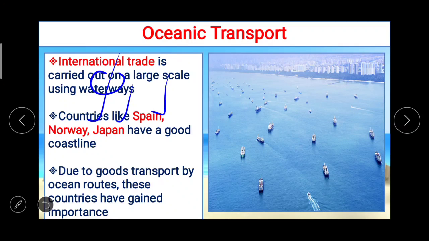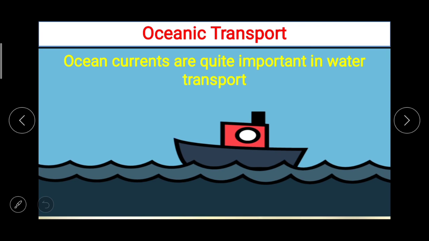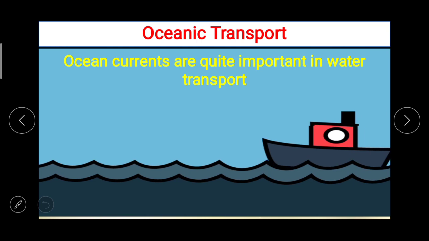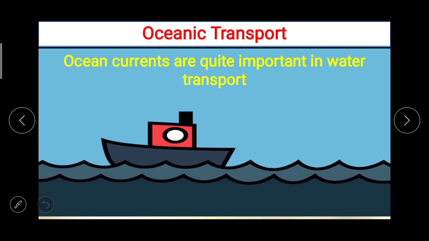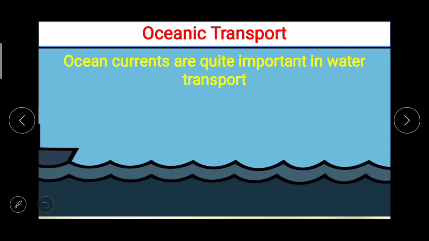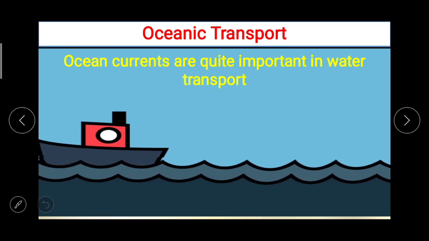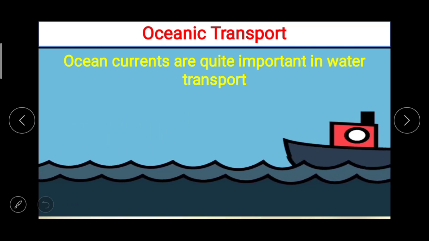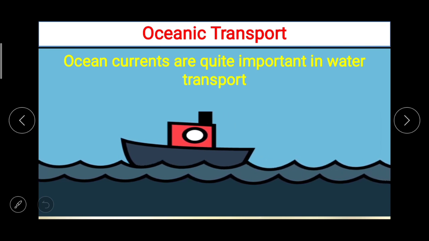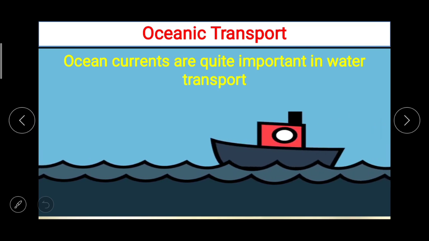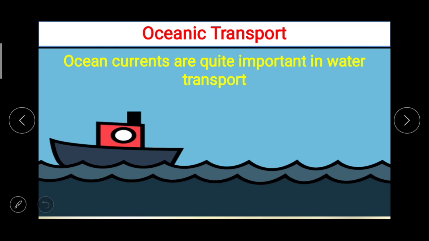So basically, compared to all other ways of transportation, waterway is the economic option, because ocean currents are quite important in water transport, and as far as possible, water transport is carried out along ocean currents. Because of this, what happened? These ocean currents accelerate the speed of ships and also save fuel to a considerable extent, and this is why this option is quite good compared to the other ways of transportation.